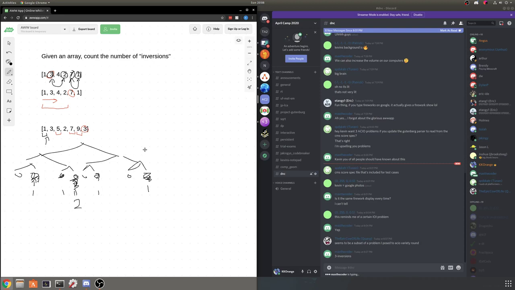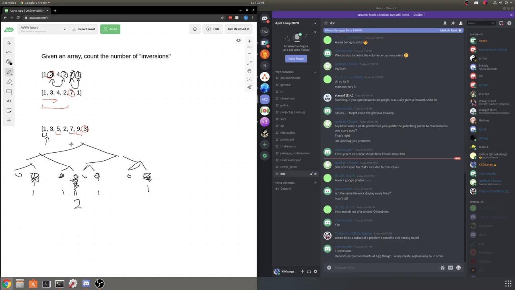And to query the total number of elements that are more than a given number is pretty simple. It's just a sum query over some suffix of this range tree. So that should be a fairly straightforward solution if you understand your range trees.